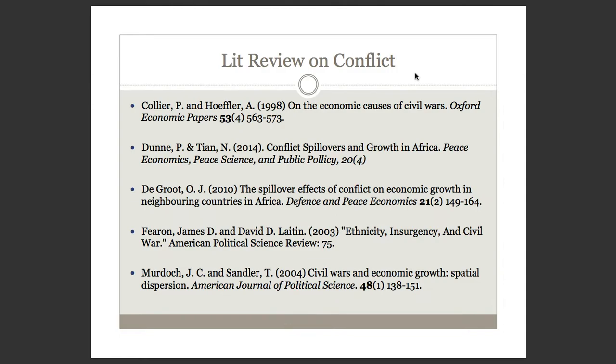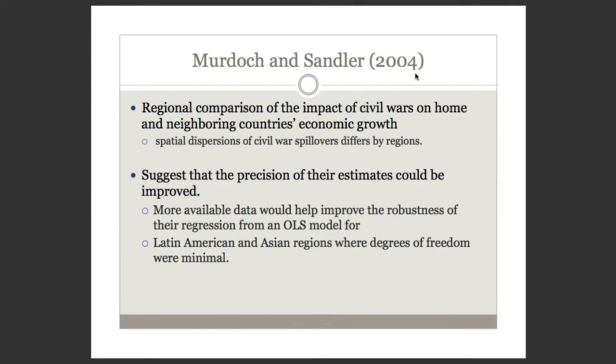The most important papers on conflict are mostly coming from Collier and Hoeffler, and their most notable paper is on the economic causes of civil war. Some other important papers are listed here. Murdoch and Sandler is probably the most related to what I'm doing, looking at the spillover effects of civil wars. And they do a regional comparison. For example, they look at civil wars in sub-Saharan Africa, as well as parts of Asia and Latin America. But to the best of my knowledge, the Middle East has not been looked at yet.